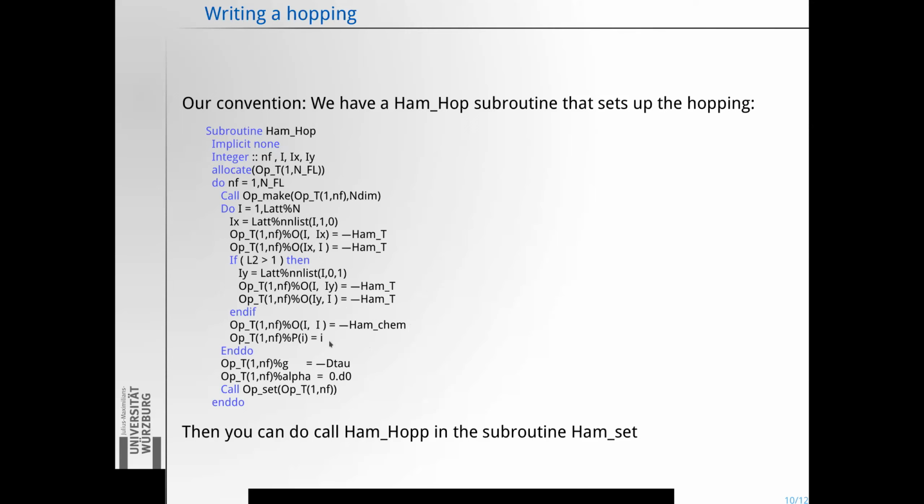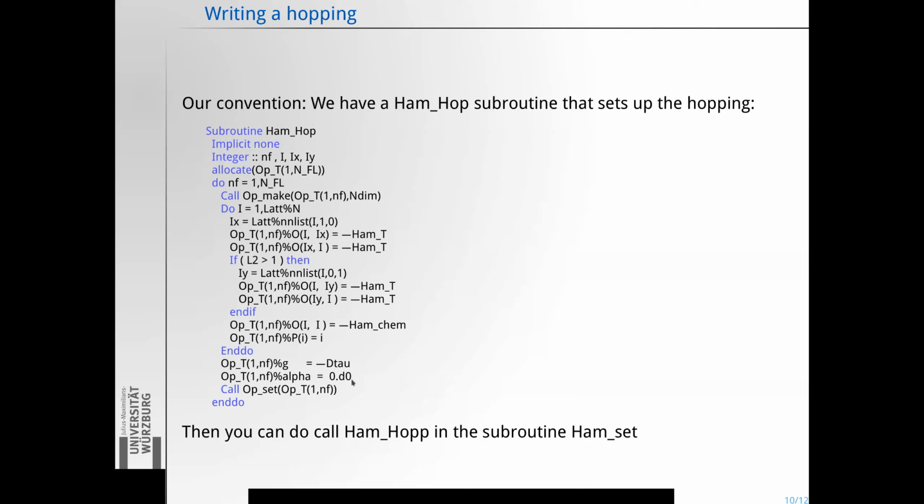And since this is a full matrix, the projector is basically unused, but nevertheless, you have to specify the data in a correct way. So this is done here. The global delta tau prefactor is here absorbed in op G. And alpha is set to 0.0 since there's just no scalar shift present.